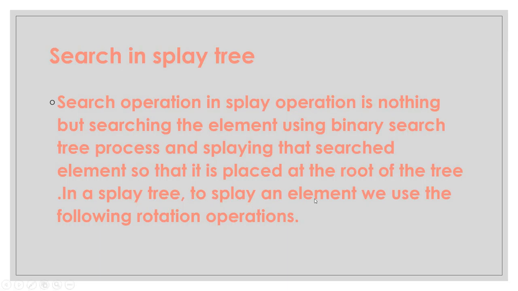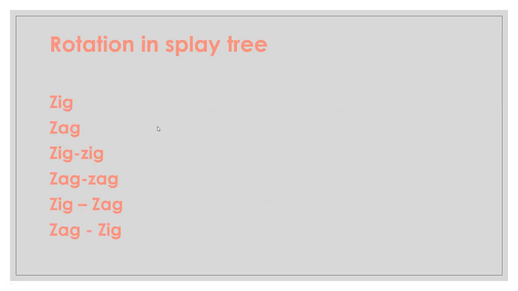So in a splay tree, to splay an element, we use the following rotation operations. The rotation operations are: zig, zag, zigzig, zagzag, zigzag, zagzig. If you want to know what is zig, in zig, there is movement of one step down the path to the left to fetch a node.